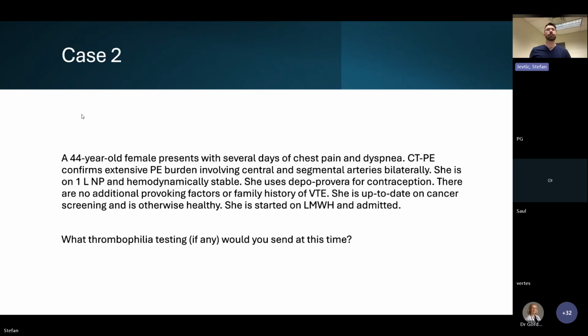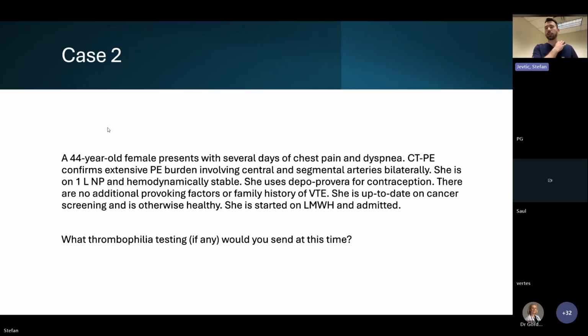Okay, so our second case, this is an unprovoked VTE. A 44-year-old female coming in with several days of chest pain and dyspnea. She has a CTPE that confirms extensive PE involving the central and segmental arteries bilaterally. She's on 1 liter nasal prongs and otherwise hemodynamically stable. She does use Depo-Provera for contraception, and there are no additional provoking factors or family history. She is up to date on regular cancer screening and is otherwise healthy.